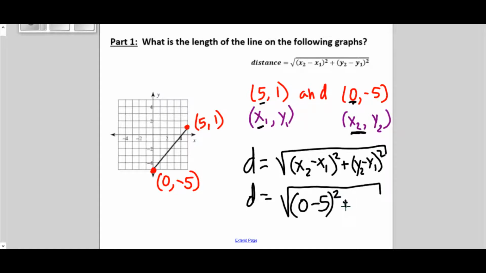Plus, parentheses, y2. Well, what was y2? Here's y2. y2 is -5. So -5 minus y1. What's y1? y1 here is 1. And then that whole result has to get squared.